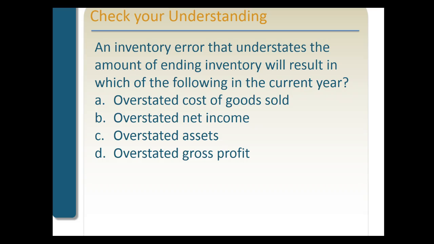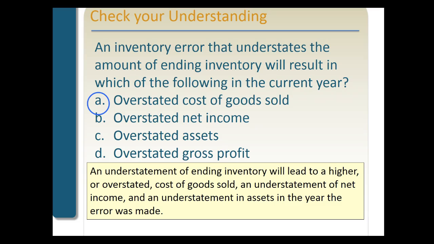So let's look at one last question here. An inventory error that understates the amount of inventory will result in which of the following in the current year? Well, if it understates the amount of ending inventory, it's going to overstate the amount of cost of goods sold. So an understatement of ending inventory leads to an overstated cost of goods sold, an understatement of net income, and an understatement of assets in the year the error is made.